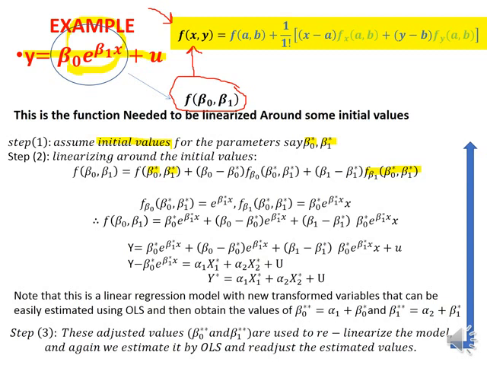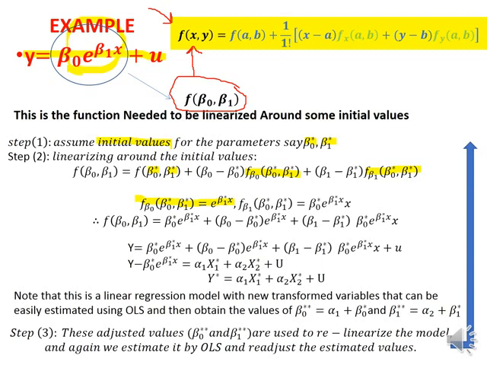So now, step number 1, we have assumed some initial values for β0 and β1. Let these be β0 star and β1 star. Then we are going to linearize using the Taylor expansion, using this formula, but instead of x and y, we have β0 and β1, and instead of a and b, we have β0 star and β1 star. Now, we have to differentiate with respect to β0 and substitute with β0 star and β1 star, which is given by this formula, f of β0 at (β0 star, β1 star). Differentiate this equation with respect to β0.